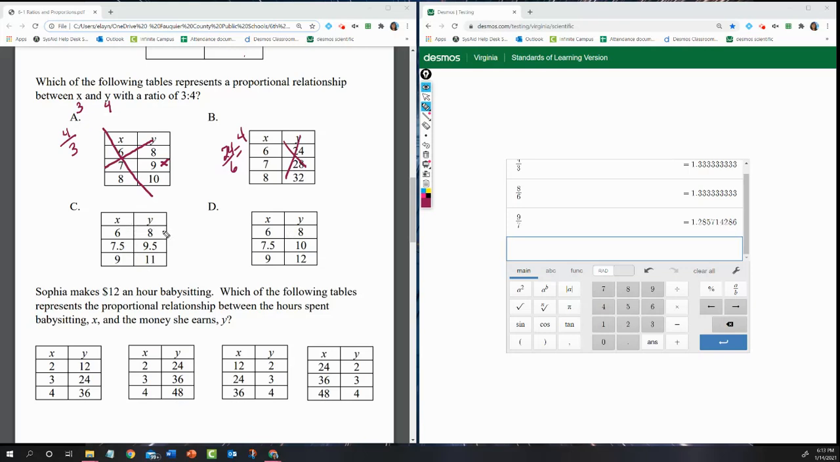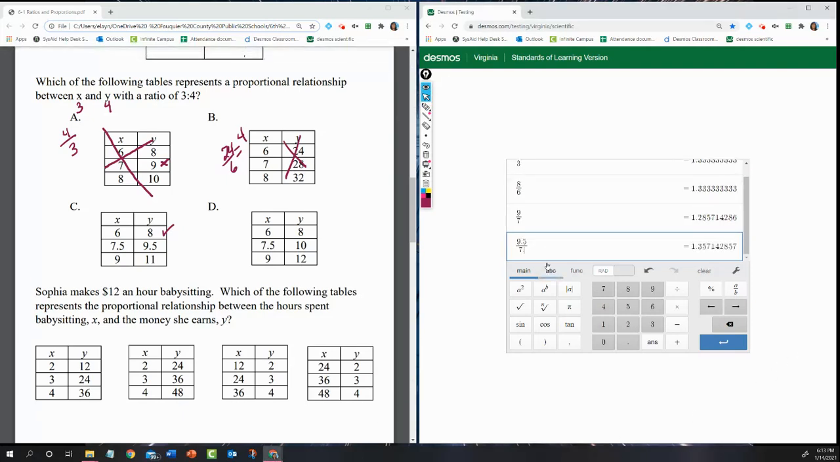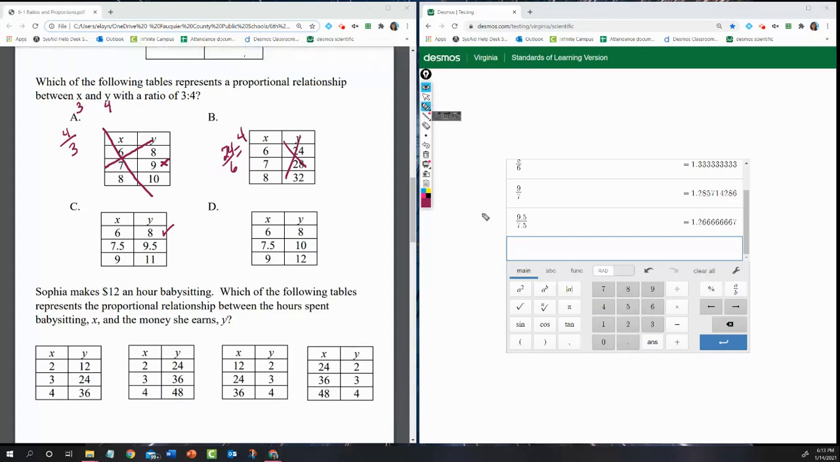We know that 6, 8 does match, but what about 9.5 and 7.5? So when I type that in, 9.5 divided by 7.5, that does not equal 1.3 repeating, so that is not a proportional table. And then let's look at the last table.